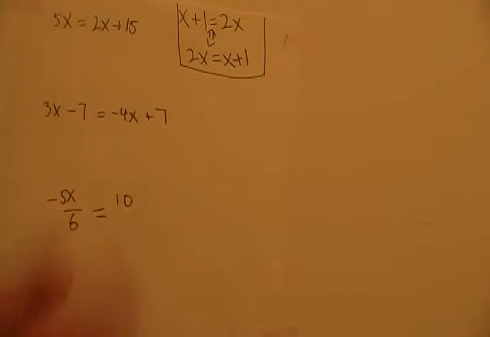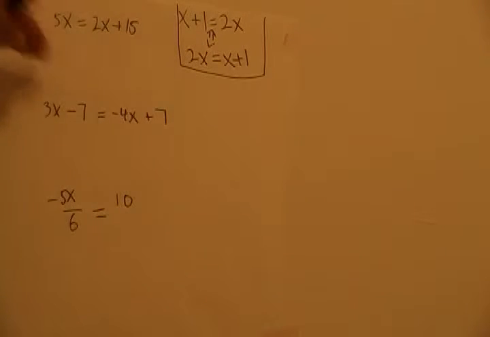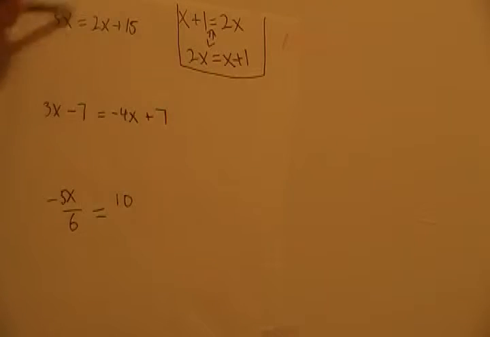So let's give an example right here. We have 5x equals 2x plus 15. Let's solve. Now what we have to do is bring the variable x's to one side, and all the numbers, the constants, to the right-hand side. So here we're going to subtract both sides by 2x. Make sure you put the negative, and then 2x.